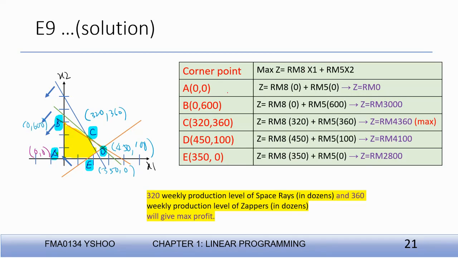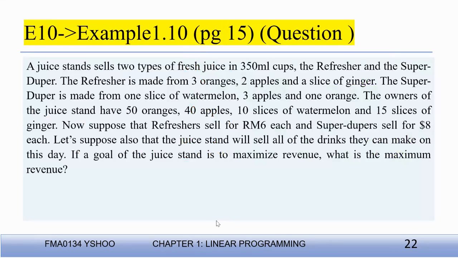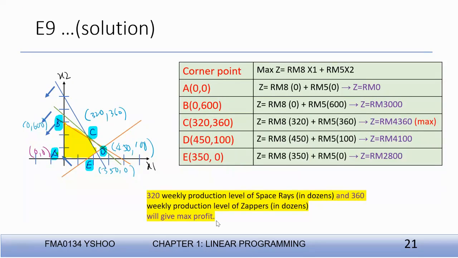What you need to do next is substitute the respective values inside the objective function, and you see here 4360 is the maximum among them, so this is the max. Then you need to tell me that 360 weekly product level of space rate will give you the maximum profit. So before we go to the next one, you can tell yourself that it's basically nothing new. The only difference is you sketch and you get the corner points.